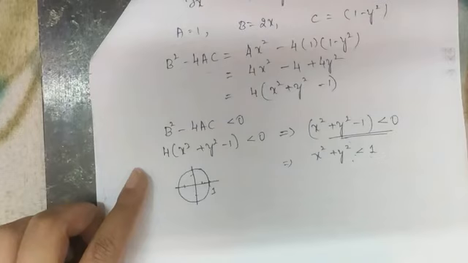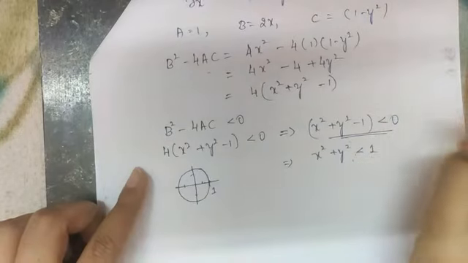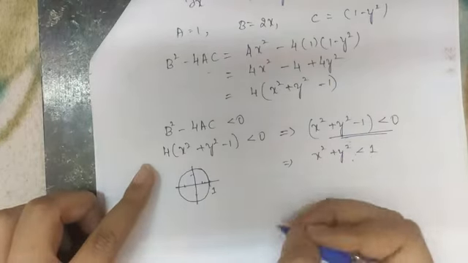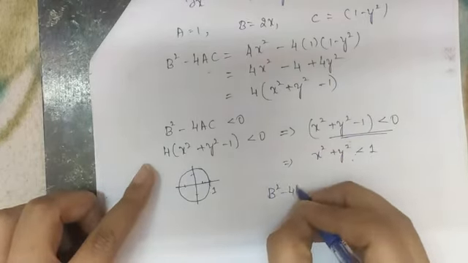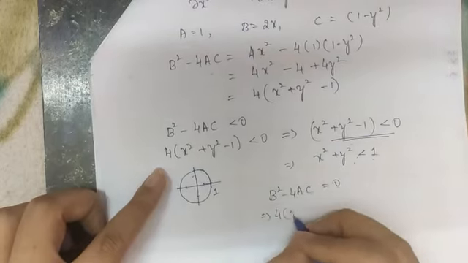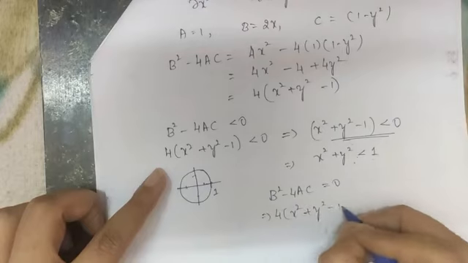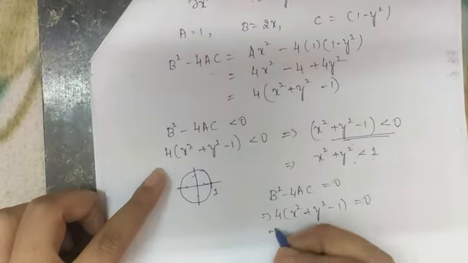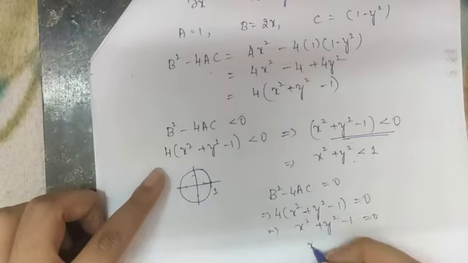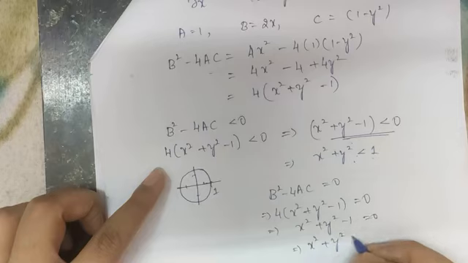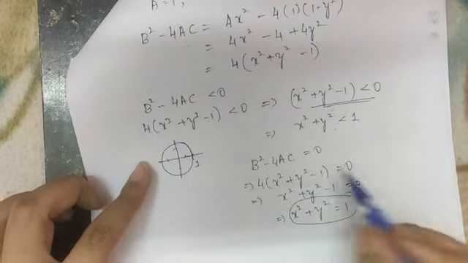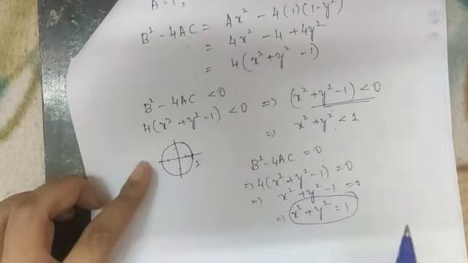Similarly we have to prove that this is parabolic on the boundary. For parabolic, b² − 4ac will be equal to 0. That means 4(x² + y² − 1) = 0. You will get x² + y² − 1 = 0. So this implies x² + y² = 1. So x² + y² = 1 means the point will be on the boundary.